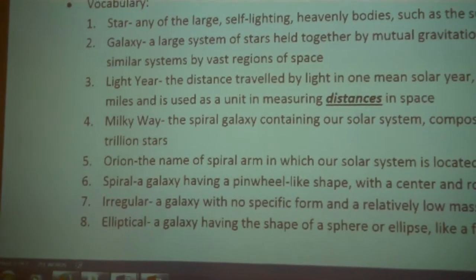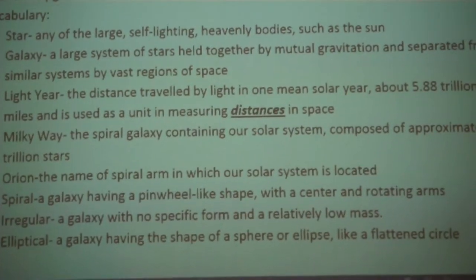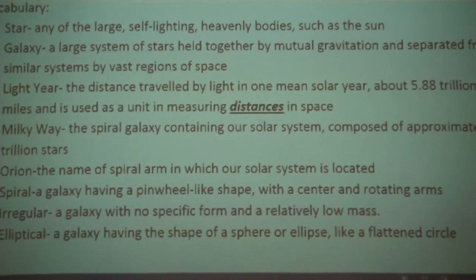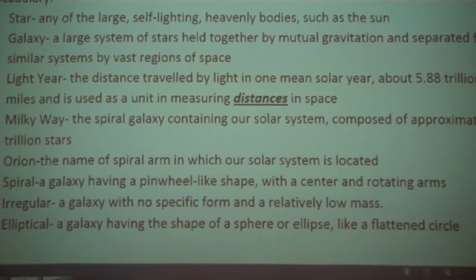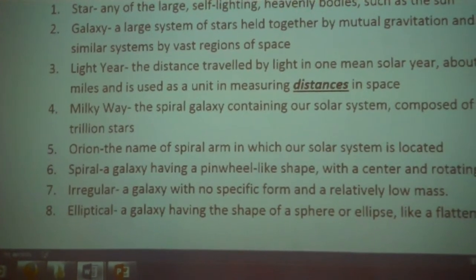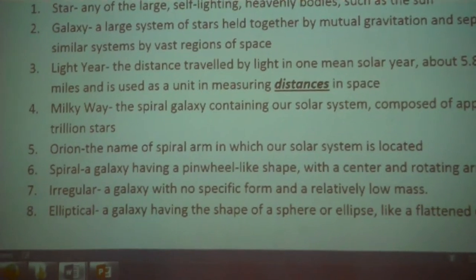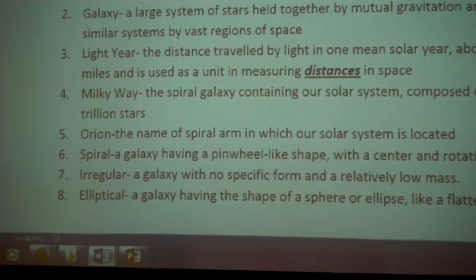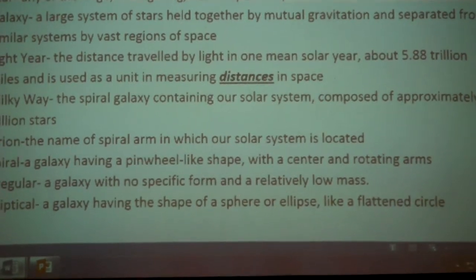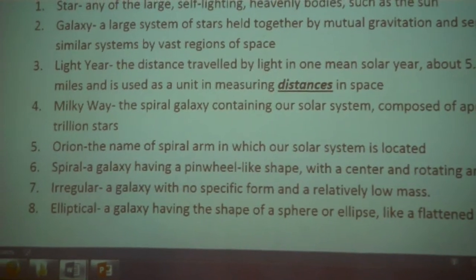Number 6, a spiral is a galaxy having a pinwheel-like shape with a center and rotating arms. And you will see examples of this on the Cornell Notes video when you watch the video on galaxies. Number 7 is irregular. This is a galaxy with no specific form and a relatively low mass. And number 8 is elliptical. This is a galaxy having the shape of a sphere or ellipse, and it's like a flattened circle. So again, you will see examples of all these on the Cornell Notes video.